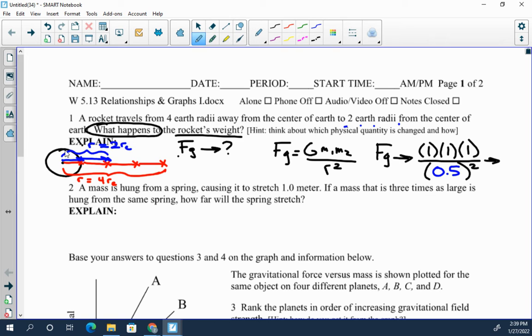And if you put 1 over 0.5 squared, what do you get? 4. That's 1 over 0.25, which is 1 over 1/4. Keep, change, flip: 4. Quadrupled. You see that? This, by the way, is probably the most difficult style of relationship problem that you'll get in this course, the moving problems with gravity. So that's as hard as it gets. So that's question 1.